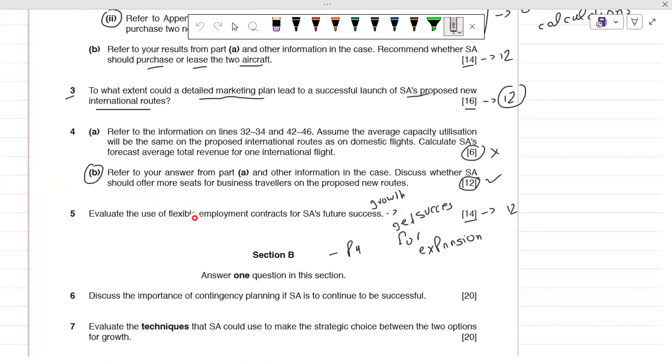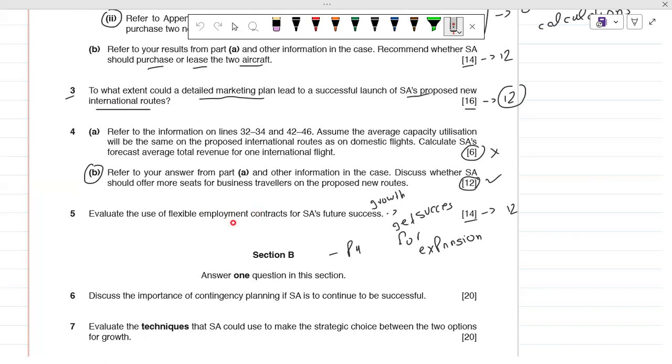I told you in the previous class that limited knowledge is not required. You have to write 2 points, basically one positive and one negative. And of course, you have to analyze those points, and link those positive and negative points with the business objective. The business objective is basically growth, the future success of SA. And we have to evaluate both points.